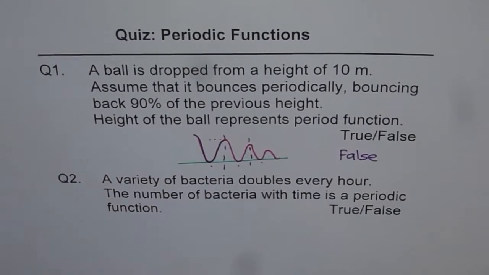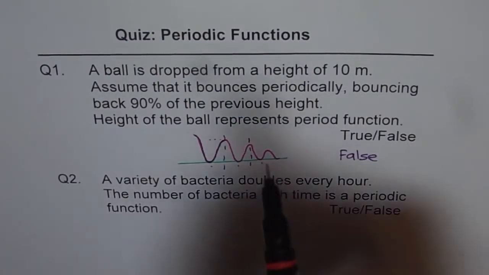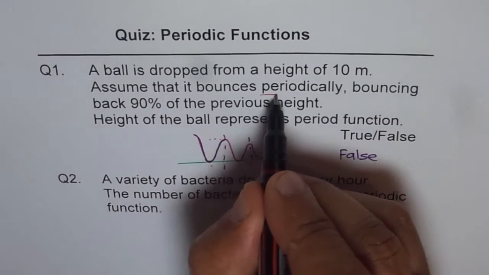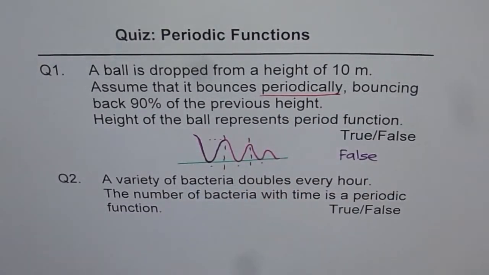Okay, so that is how we see a function. So the word here, which is bounces periodically, is here to confuse you kind of, right? But you should have confidence. And remember, a periodic function is one in which the complete cycle is repeated over a regular interval of time, right? Question number 2. A variety of bacteria doubles every hour. The number of bacteria with time is a periodic function.